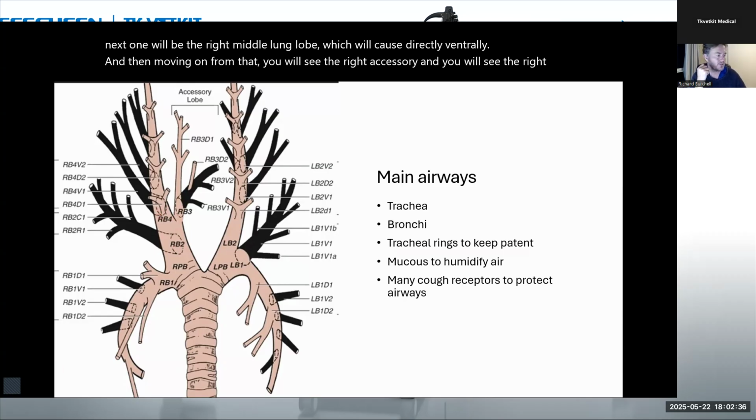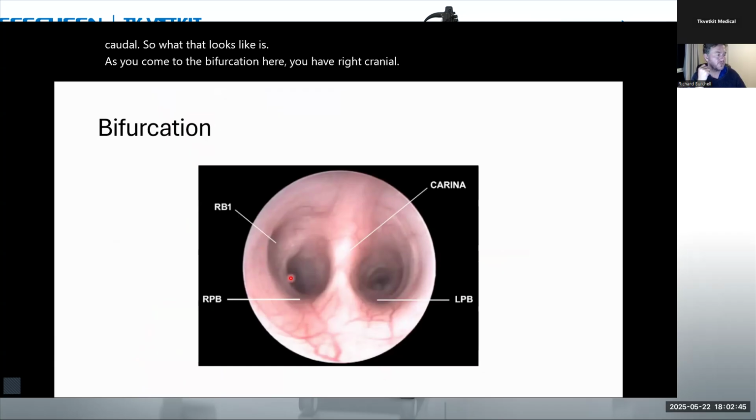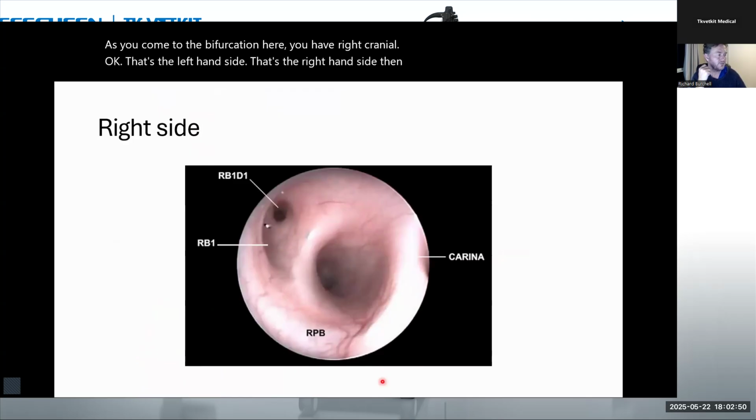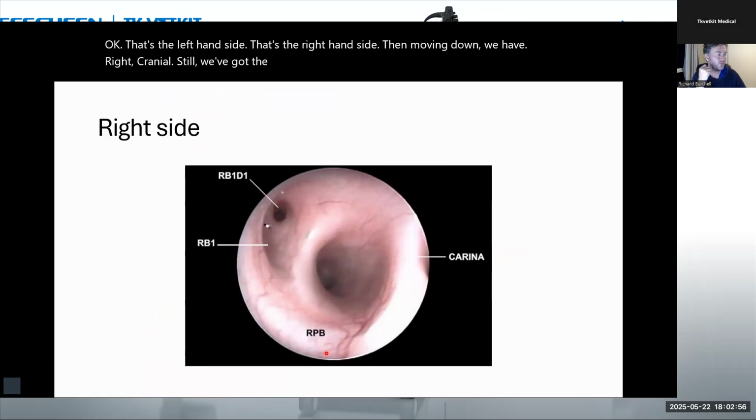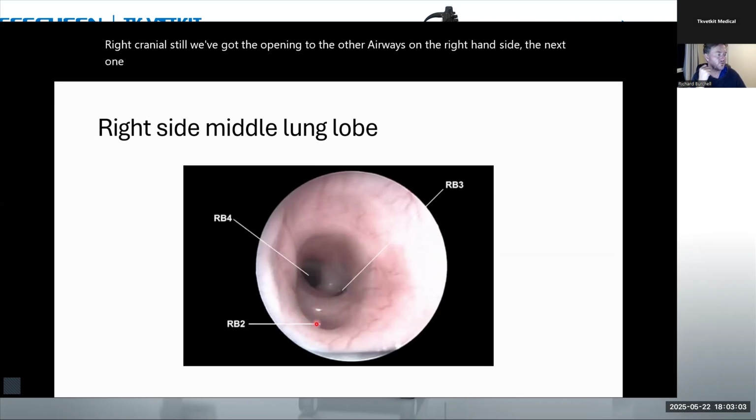So what that looks like is, as you come to the bifurcation, here you have right cranial. Okay, that's the left-hand side. That's the right-hand side. Then moving down, we have right cranial still. We've got the opening to the other airways on the right-hand side. The next one down will be the right middle. And then in the distance here, we can see the accessory and we can see the caudal.